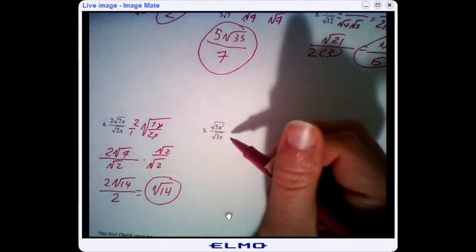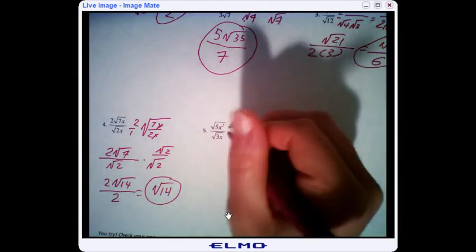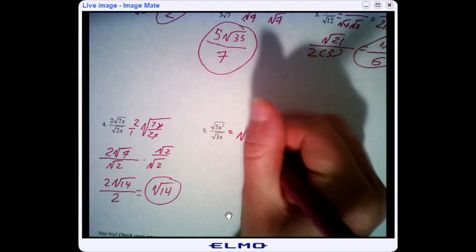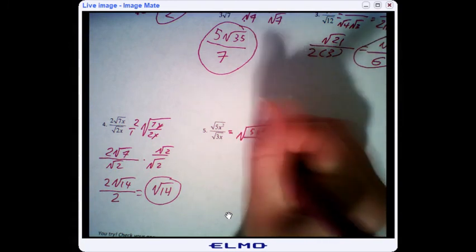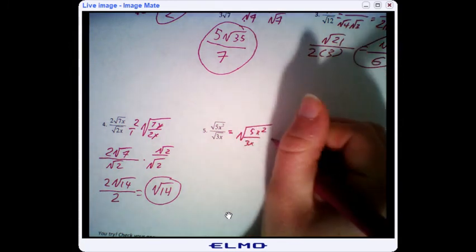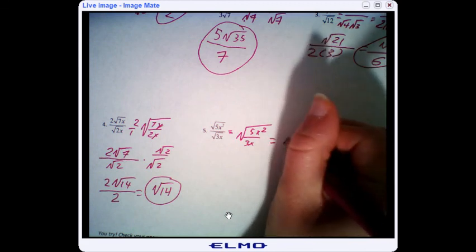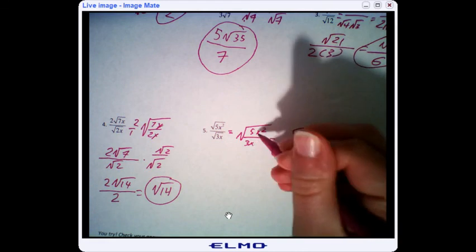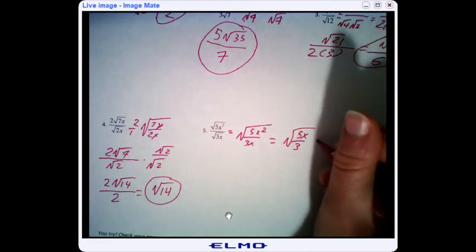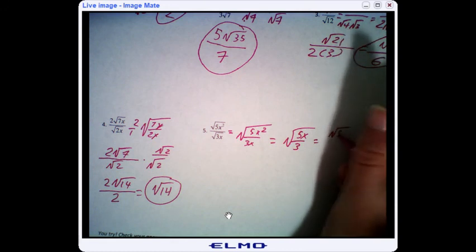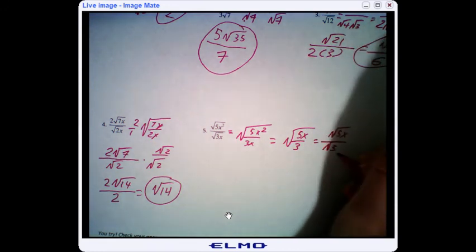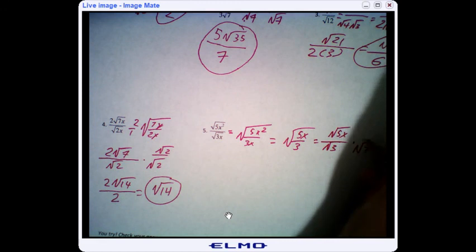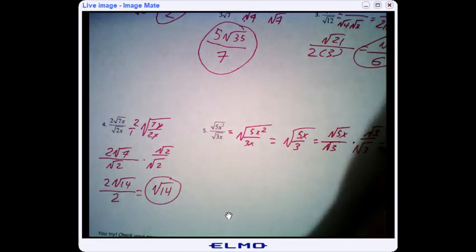Same thing here. We can simplify the x's first. So we can rewrite that as 5x squared divided by 3x, which is 5x divided by 3. 2 minus 1 is 1, and that bigger exponent's up top. We could rewrite it as the square root of 5x divided by square root of 3. We don't want that square root of 3, so multiply top and bottom by it. We have the square root of 15x divided by 3.